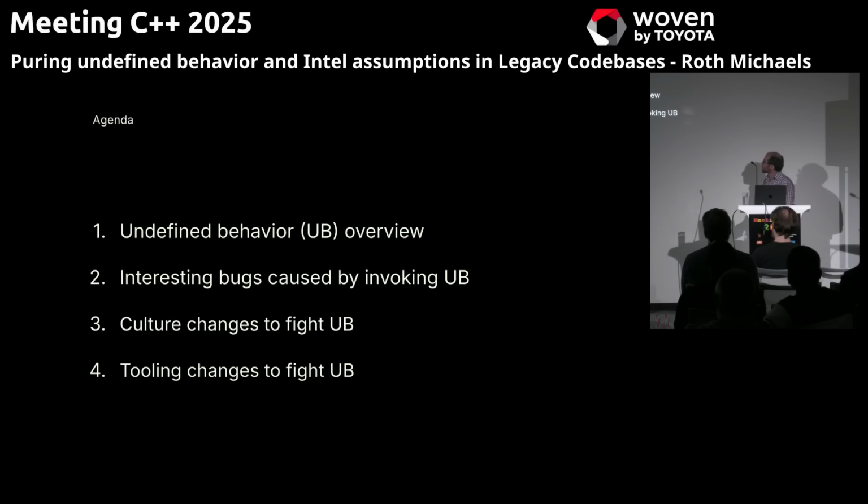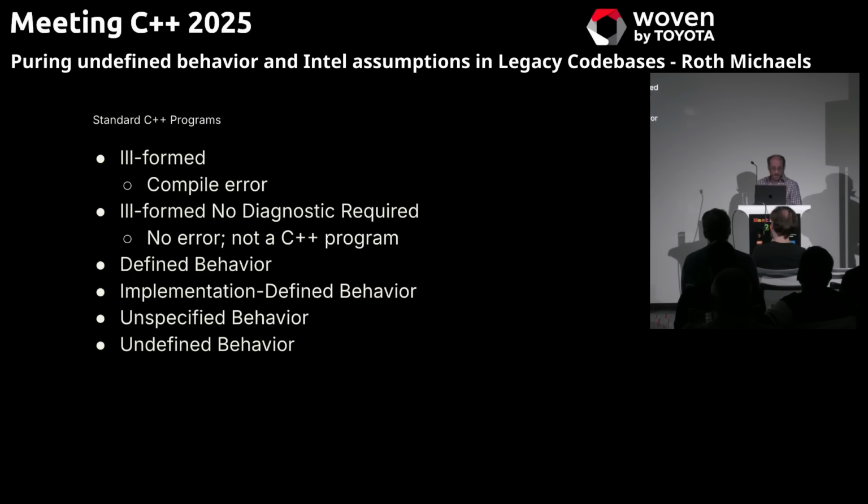So after that introduction, our agenda for today is we're going to give a brief overview of what undefined behavior is. We're going to talk about a few interesting bugs that can be caused by invoking undefined behavior, and then talk about the culture changes and tooling changes we made internally to first stop people writing it on purpose, and then also actually try to purge the undefined behavior slowly from our code base.